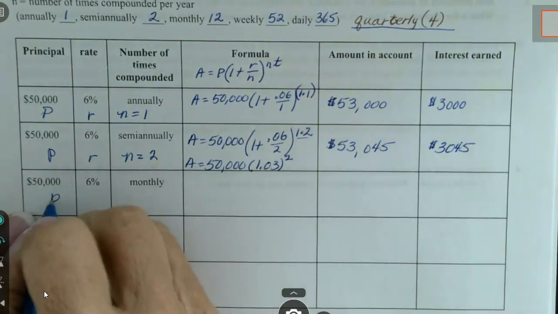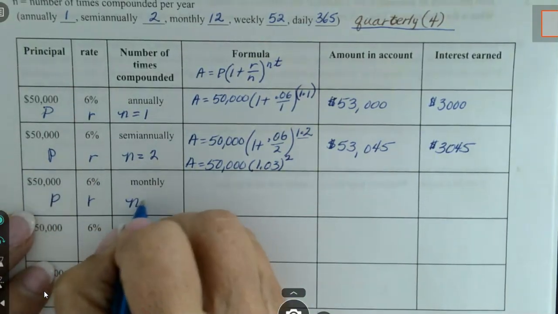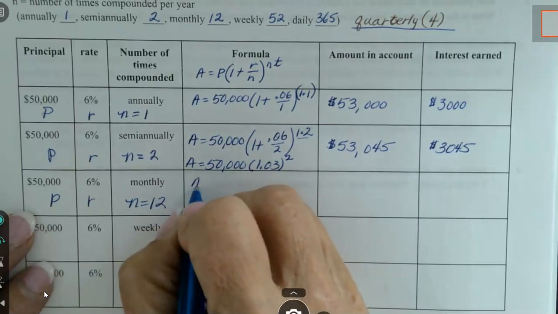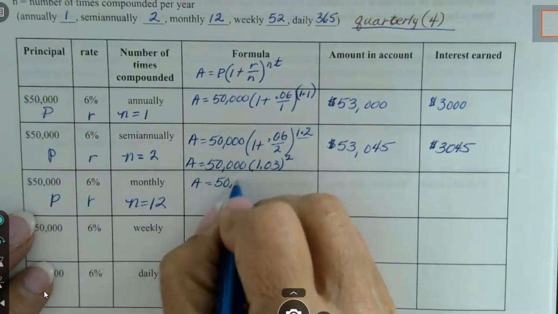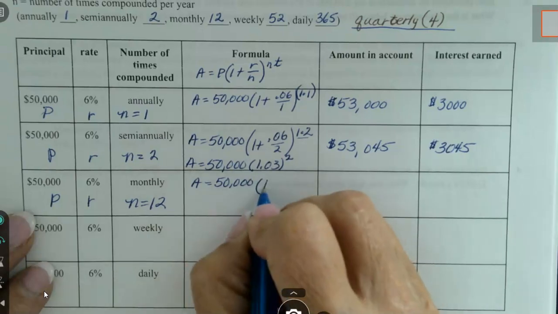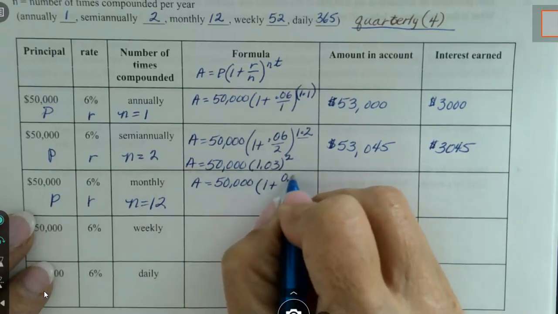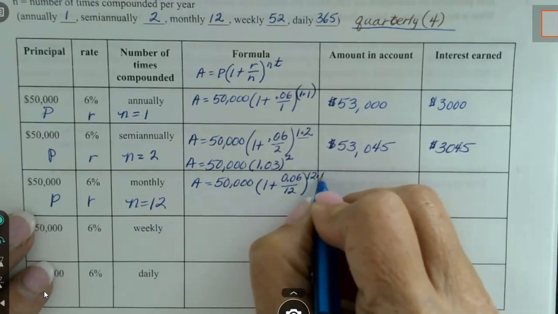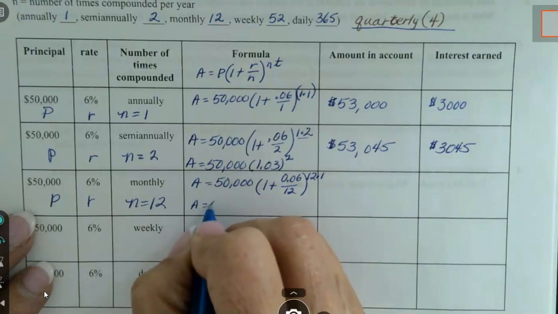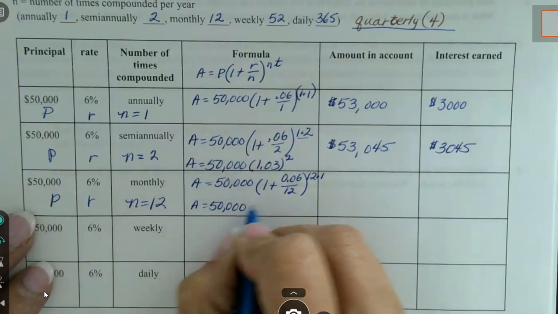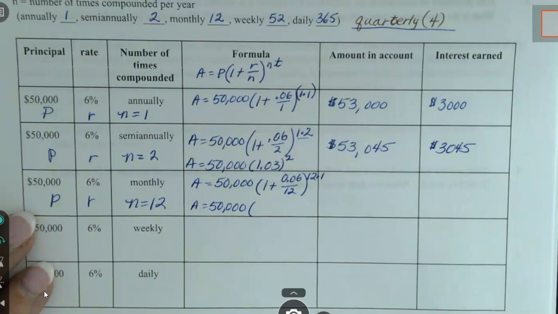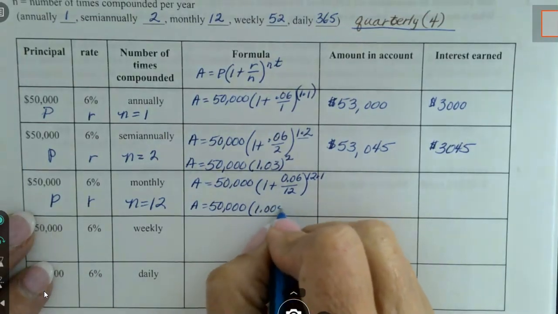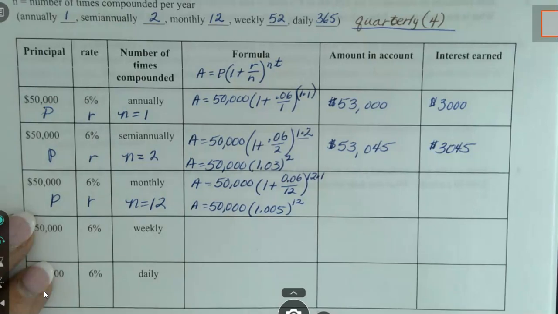Okay, and we're going to keep doing that. And what I want you to see is basically the more that you are compounding, the more money you're going to make. So now it's still the 0.06. This time it's divided by 12, and again 12 times the 1. Okay, and again I'm going to put that in my calculator. So this is 1.005, and it's to the 12th power.